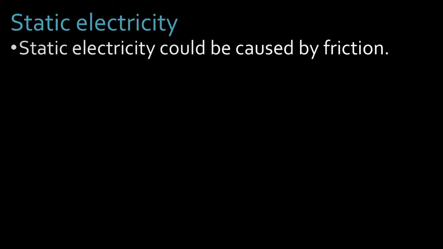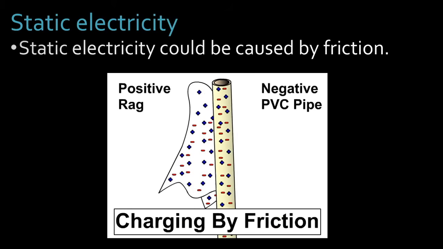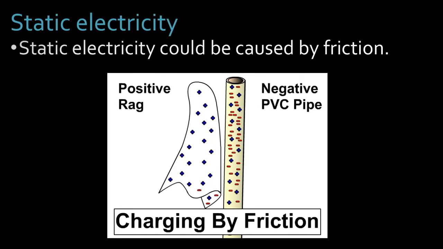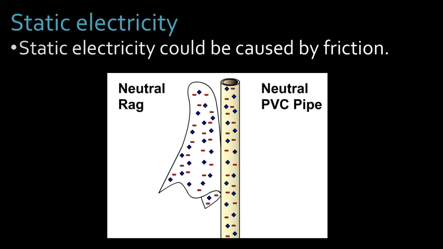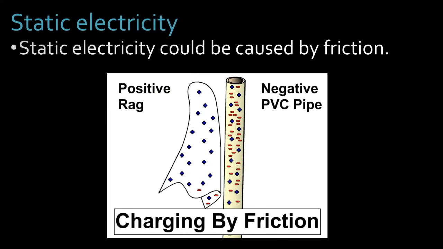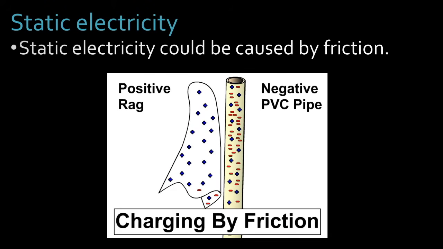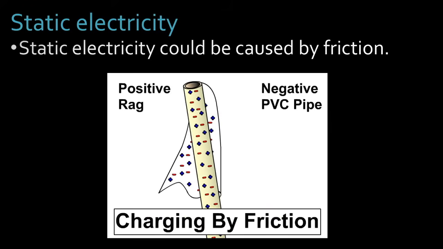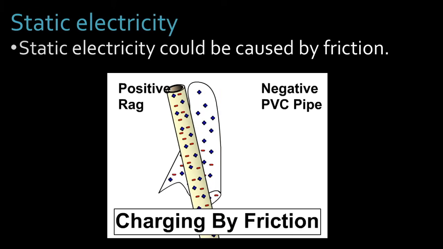Static electricity can be caused by friction. Friction is the rubbing of materials onto one another, which allows the transfer of the outermost electrons from one object to another. As you can see in the image displayed, a PVC pipe will be rubbed on a rag and the electrons will be passed from one substance or one material to another.